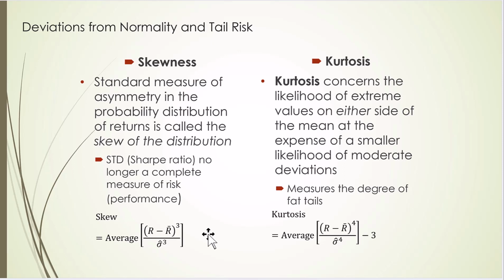Kurtosis measures the height of the curve itself. They refer to this as being fat tails. If you remember, the normal distribution, as it goes out, gets closer and closer to 0, but never ever really touches, but is very, very close. Kurtosis means that it is higher, right? It gets very, very low, but it doesn't really get close to 0. And again, you can see here, it has a different kind of a formula.